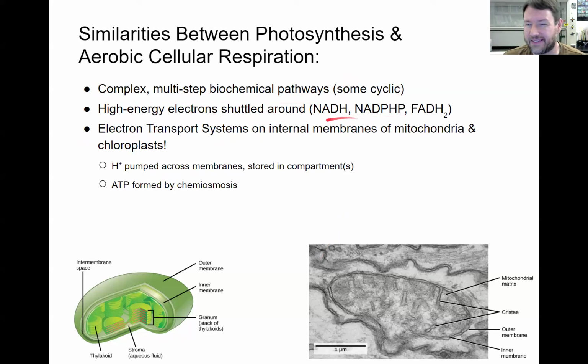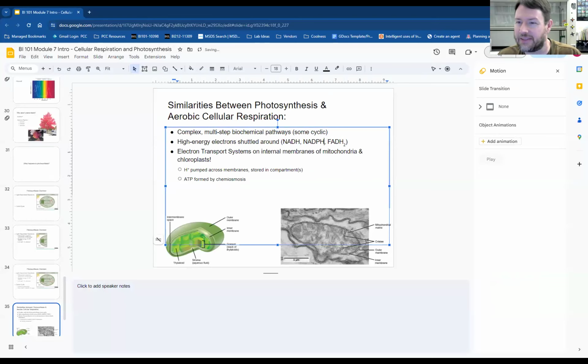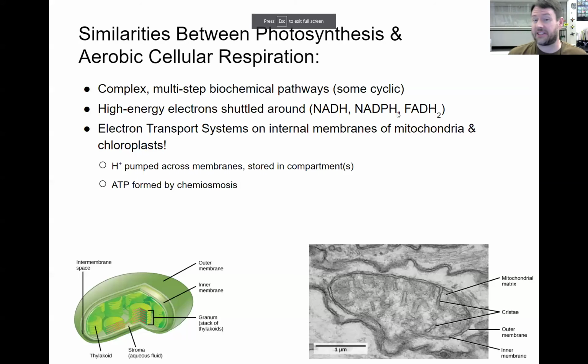The form is slightly different. NADH, NADPH, FADH2. I need to fix this slide really quick. I see an error and it's bugging me. There we go. NADPH, FADH2 is another one that, again, you don't really need to remember that one at all. Yeah, these electrons are shuttled around and used. That energy is used either to produce ATP or to build sugars, right?